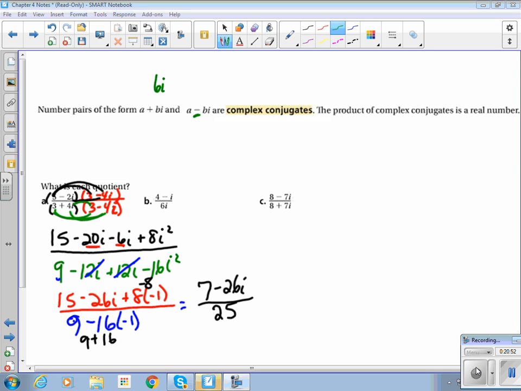All right, so we're looking at 6i right here. If I rewrote this as 0 plus 6i, we can then match it up with the a and the b from our conjugate form. So its complex conjugate is going to be 0 minus 6i, or just negative 6i. So we're going to multiply the top and the bottom by negative 6i, and I do it to the top as well as the bottom because that keeps it equal.